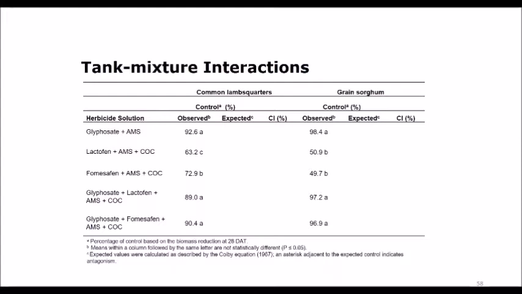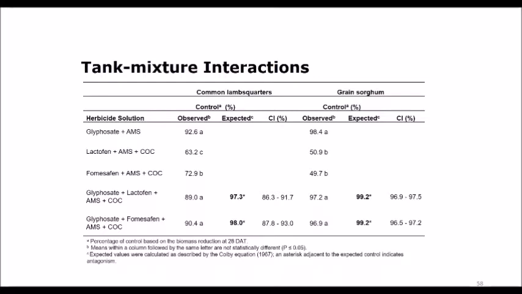When we look at common lamb's quarters and grain sorghum, you can see our observed control, 92 and 98% for glyphosate alone. When we look at lactofen and fomesafen, we have less control. But when we look at the tank mix of the two, we've got better control than either of the PPO inhibitors alone. Same thing for the grain sorghum. However, when we look at the expected values, because of the activity that we're getting out of the glyphosate, again, we've got antagonistic interactions on lamb's quarters and antagonistic interactions on the grain sorghum, even though we're getting 96 to 97%.